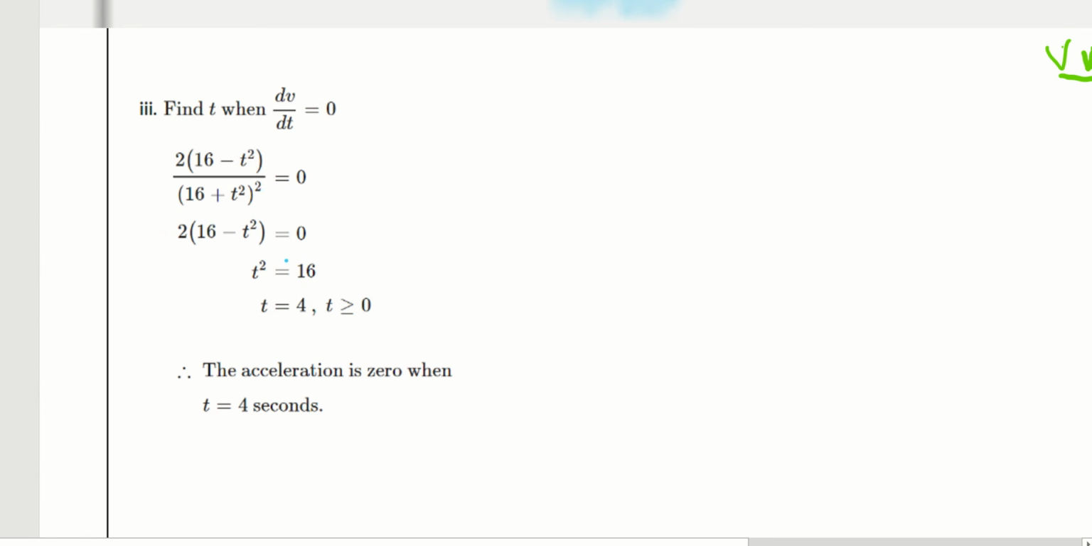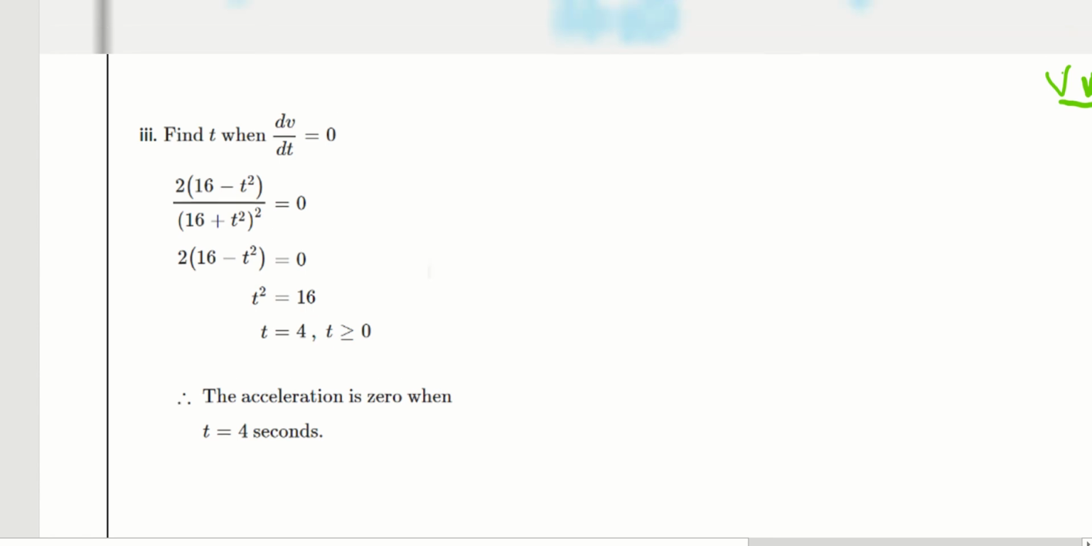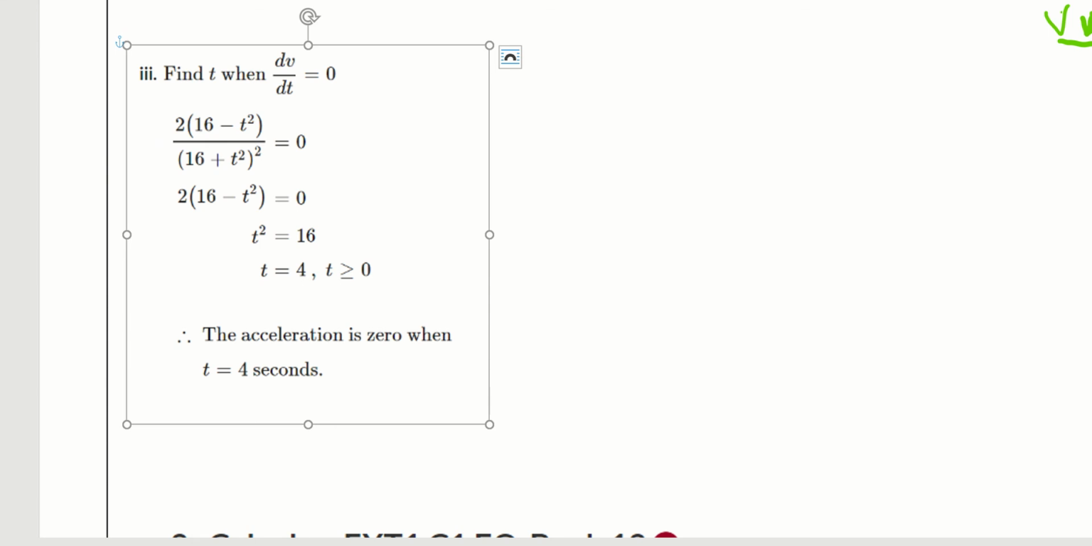So then solving that denominator, you'll end up with t is plus or minus 4. So what you actually get there is that t is equal to plus or minus 4, but because t represents time, you can't have a negative time. So therefore, t is equal to 4.